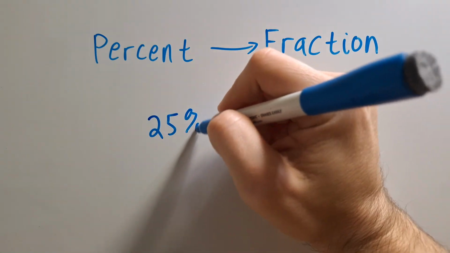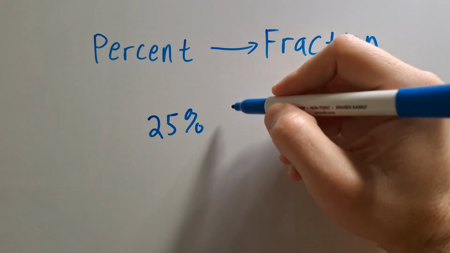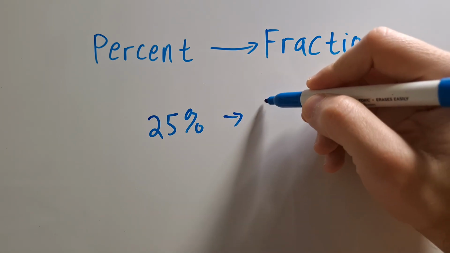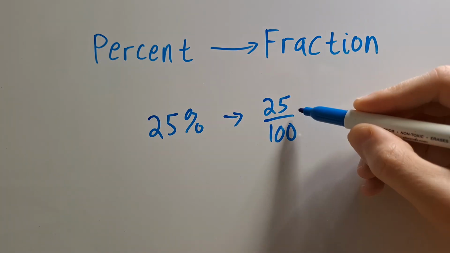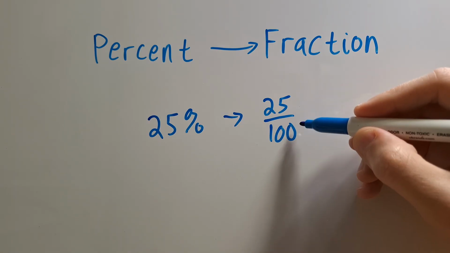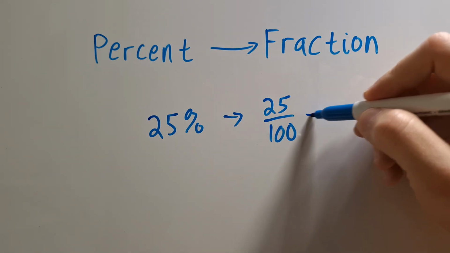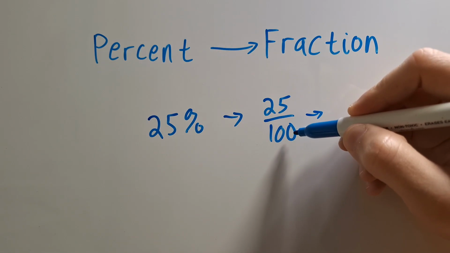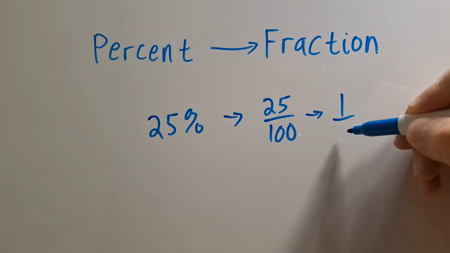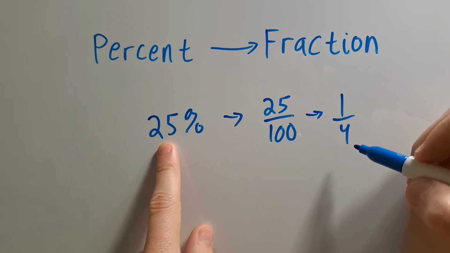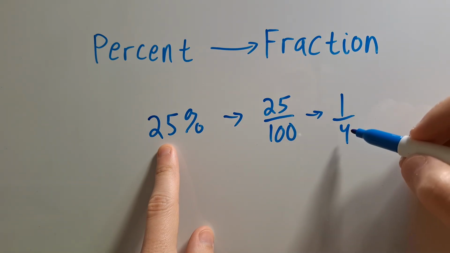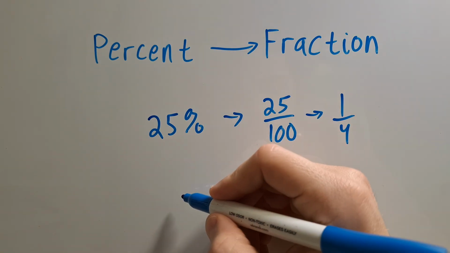So we'll start off with 25%. We're going to divide this number by 100. This can be reduced even further. Both 25 and 100 are divisible by 25, so doing so will reduce this to 1/4. So 25% as a fraction is 1/4. Let's look at another one.